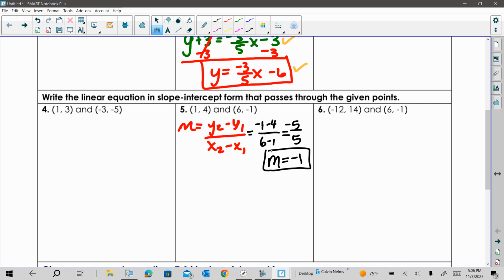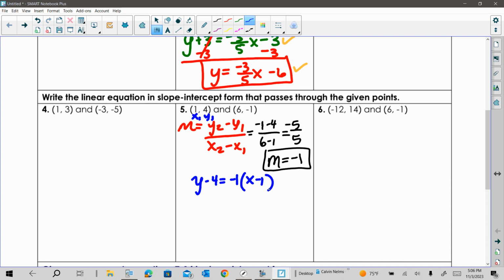Now we need a point. It really doesn't matter which point you plug in, but we usually use the first point to represent our x1 and our y1. So when I plug this into point slope form, this is going to be y minus 4 equals my negative 1 for m, parentheses x minus 1.